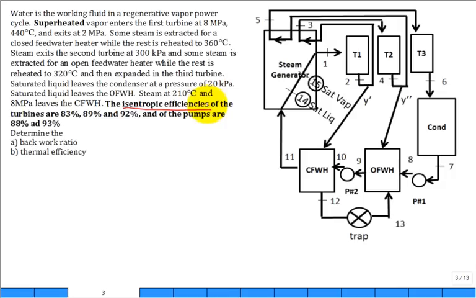True? So I've reworked this problem now with 3 turbines. Each of those turbines has a different isentropic efficiency. 2 pumps, each of them with unique, different isentropic efficiencies. It just makes the problem super long. But I have confidence you can work a problem as long as this, if not longer, in 50 minutes from scratch.